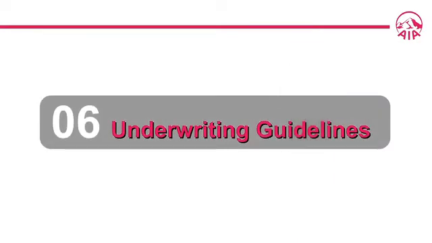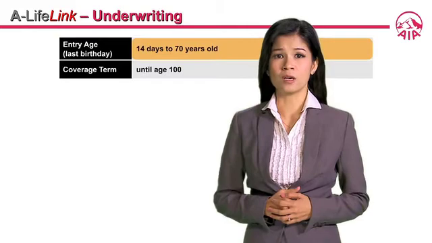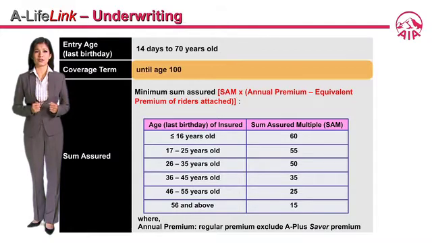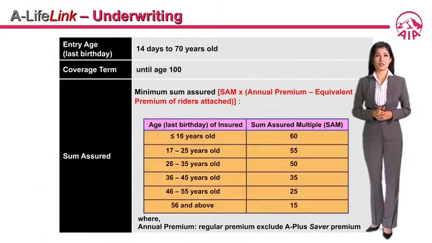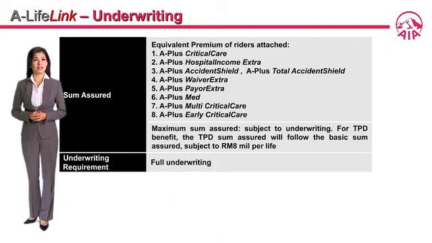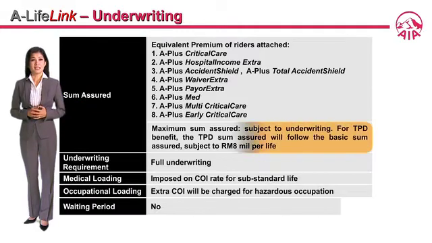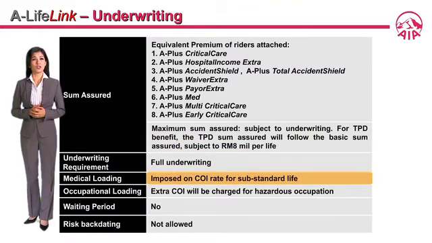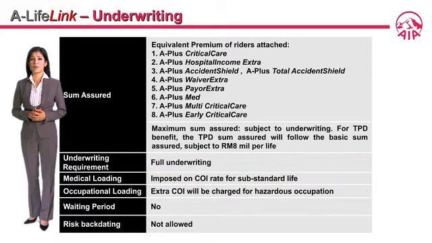Let us understand the underwriting guidelines. Entry age for A-Life Link is from 14 days old to 70 years old. A-Life Link will provide coverage up to age 100 of the insured. The minimum sum assured has to be according to the table shown. Maximum sum assured for TPD benefit will follow the basic sum assured, subject to 8 million ringgit per life. There will be medical loading and occupational loading for substandard life or hazardous occupation respectively. Risk backdating will not be allowed.